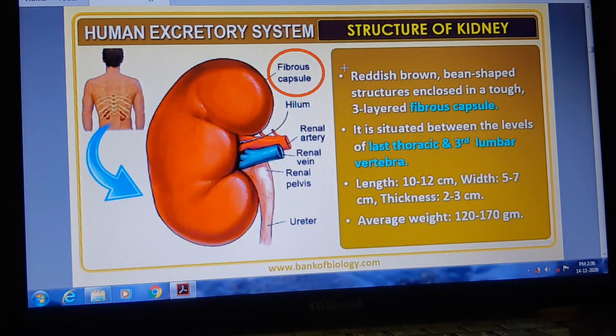Then the structure of a kidney. When we look at the structure of a kidney, let us see how it is. It is a reddish brown, bean shaped structure enclosed in a tough three layer fibrous capsule.